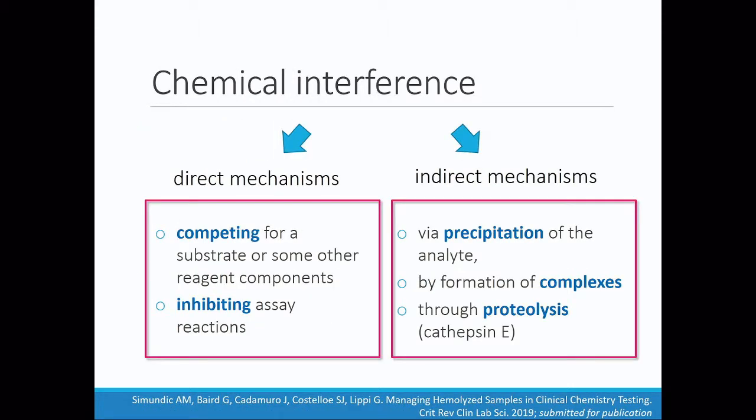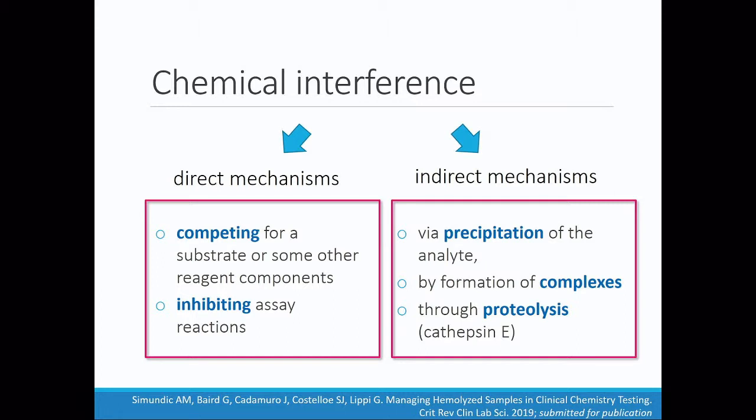And finally, chemical interference can be either direct or indirect. Direct mechanisms are through either competing or inhibiting substrate or other components of the chemical reaction within the assay.